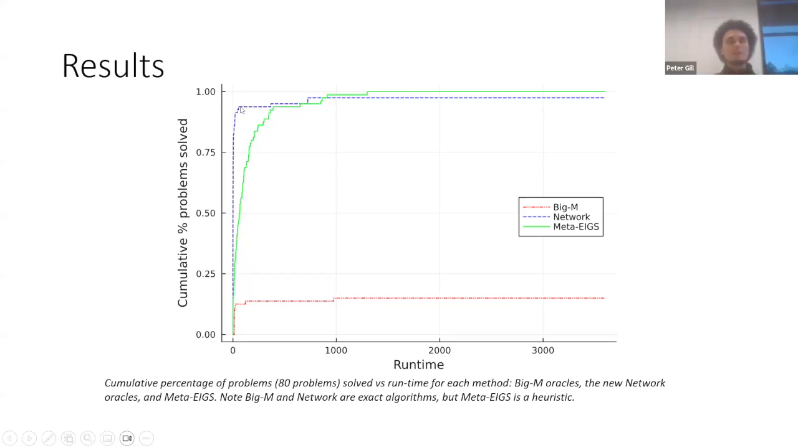And then as you get more time, we solve a little bit more, but there is a tiny gap between us and the heuristic there. So there were only 2 instances where we didn't converge within the 1 hour time. There was a 1 hour time limit put on all of these. And the big M oracles were not as good. They only could solve to completion less than a quarter of the problems there.